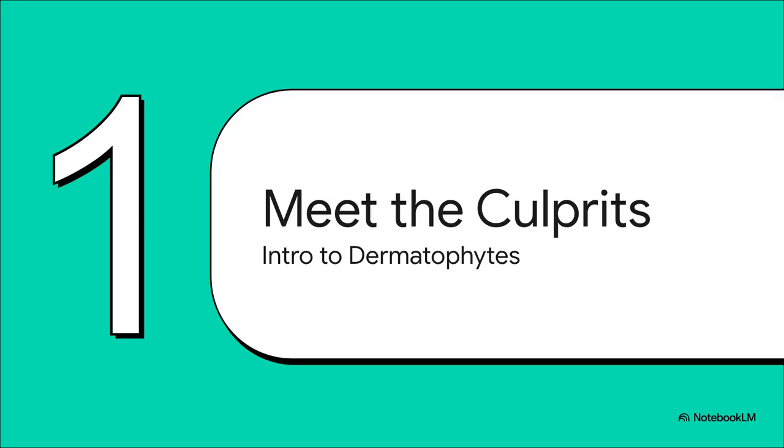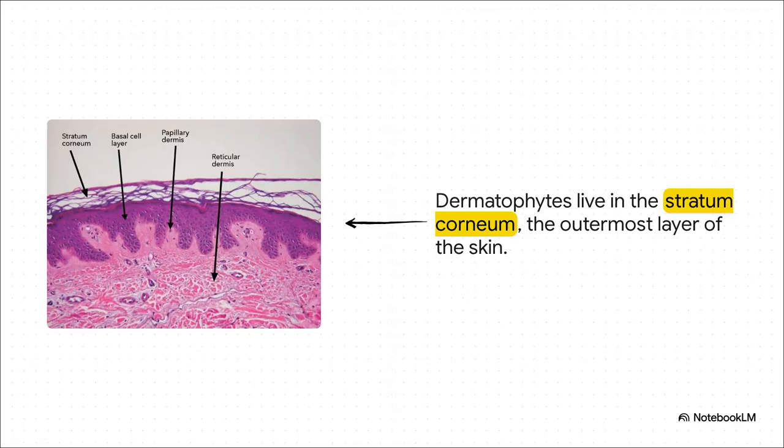First things first. Who are these infectious agents? Let's get a proper introduction to the dermatophytes. This image shows us exactly where these fungi set up shop. This is their turf. As you can see, dermatophytes are totally superficial. They live in the stratum corneum, that very top dead layer of our skin. And this is a huge point. They don't invade deeper tissues, which makes a big difference for both how we diagnose and how we treat them.